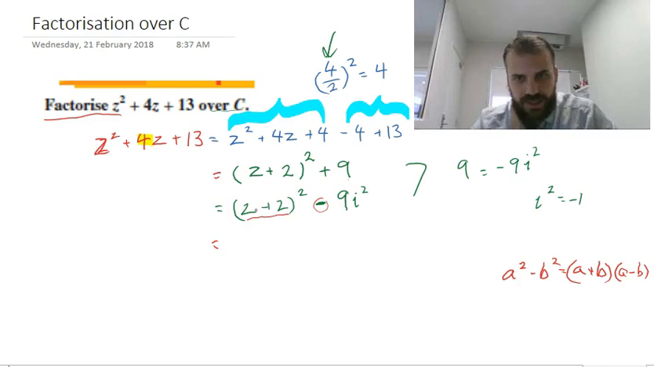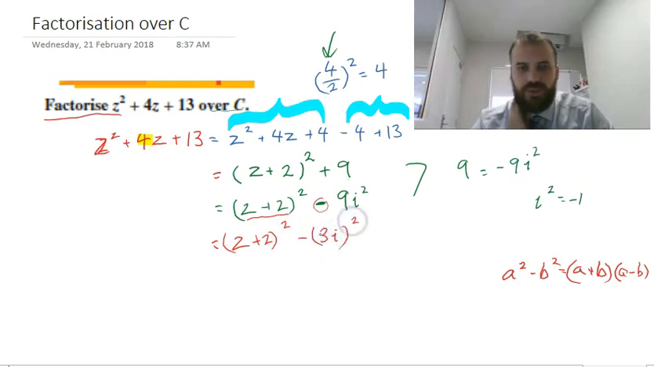So what that means here is that this is our a squared, so it's going to be z plus 2, plus the square root of this, which is 3i. Probably make that a little bit clearer here, just by adding in an extra line. z plus 2 squared minus 3i all squared. Okay, so that's 3 squared, i squared, which is 9i squared.